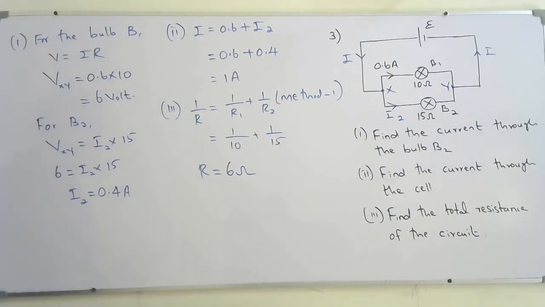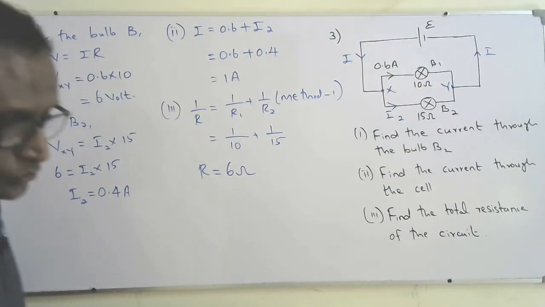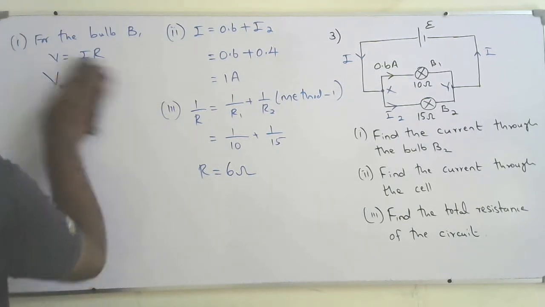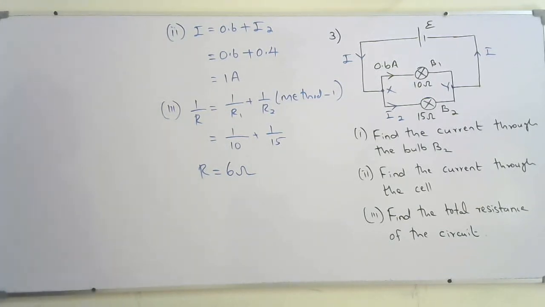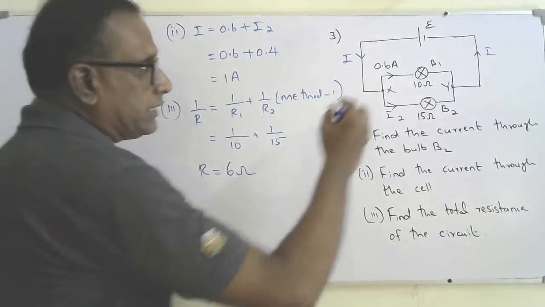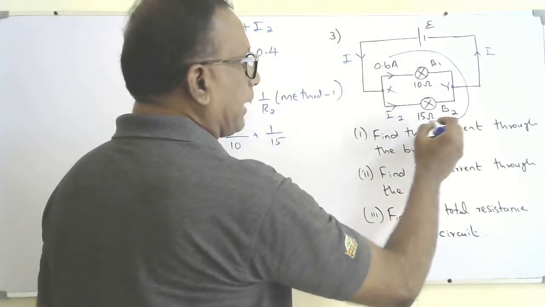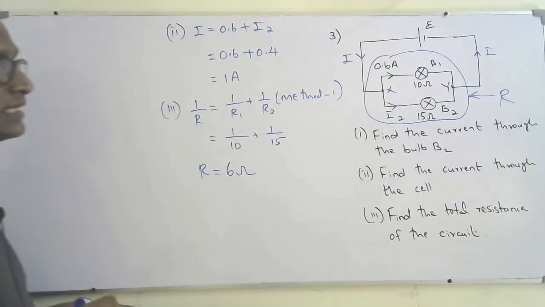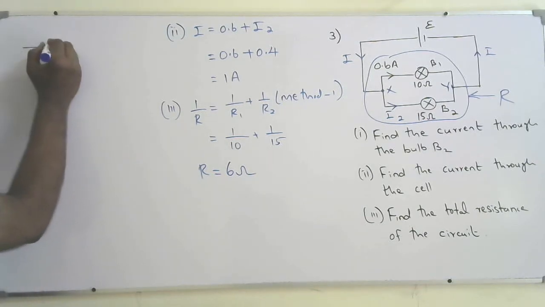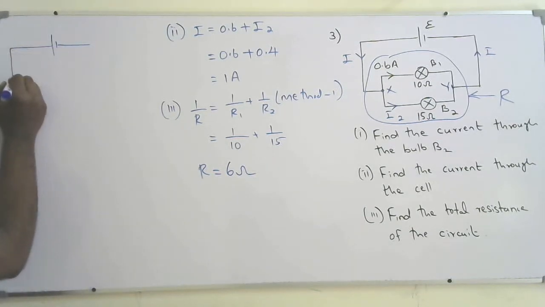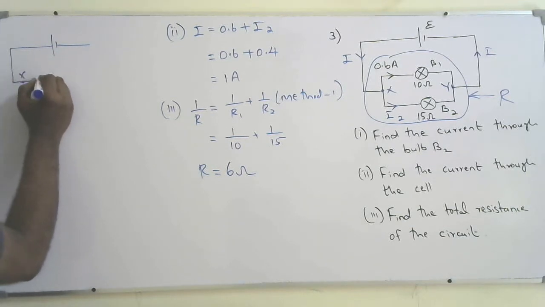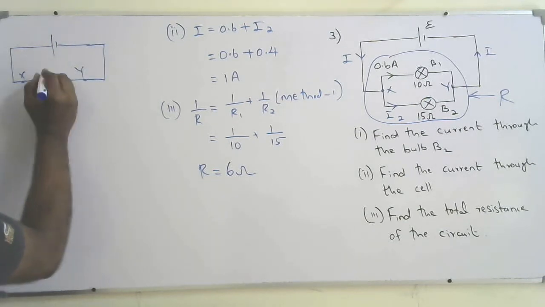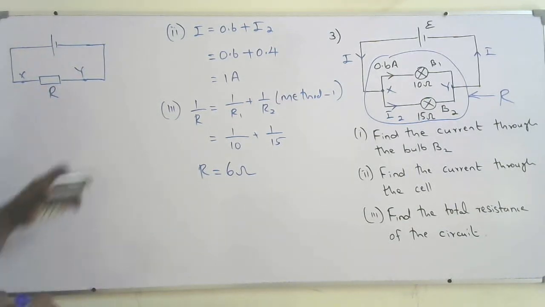Okay, so what could be method 2? I can do the same question, the third part, using another method. I can imagine the equivalent resistance of this parallel connection as R, and I need to find that R. So I can imagine this circuit again this way. This is the junction X, there is an equivalent resistance that I need to find, and this is Y. I need to find this resistance R. Method 2, third part.